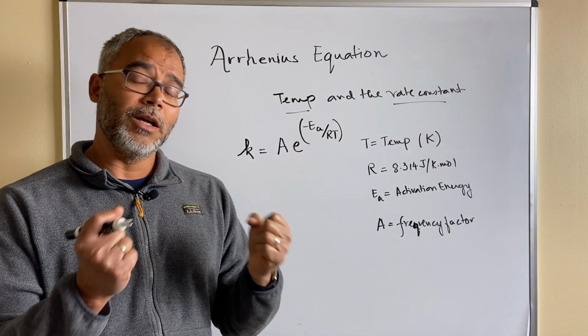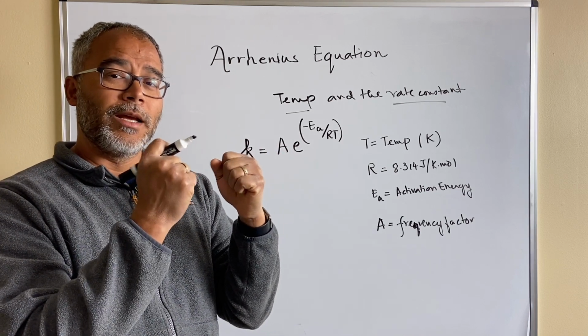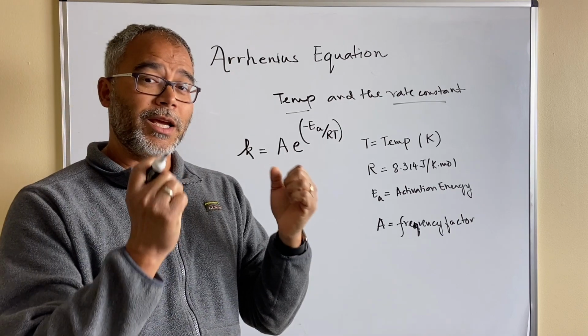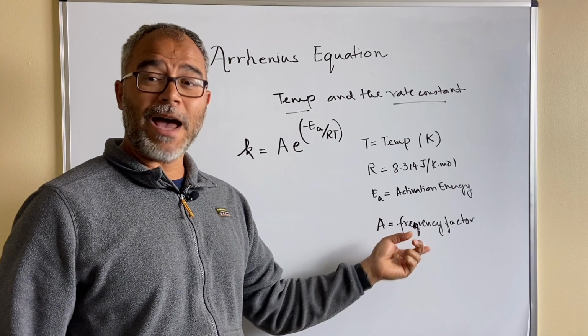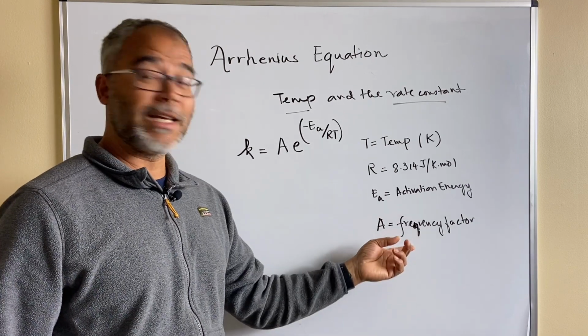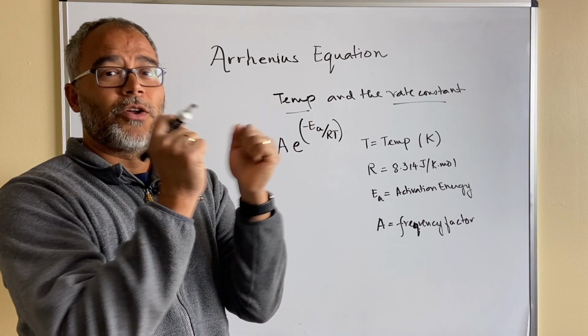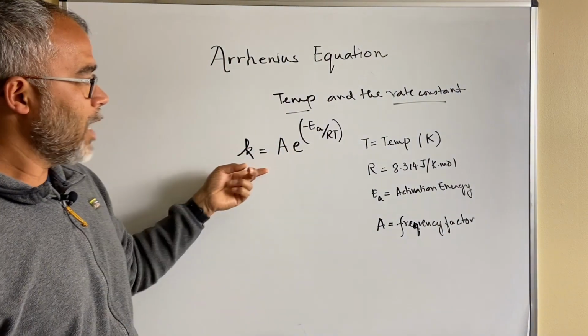If you recall, when the reactants collide, that's when the reaction takes place. But the question is, how fast are they colliding? So the frequency factor gives you an idea, or basically tries to map how fast those collisions take place. That's why A is the frequency factor. So there you have it.